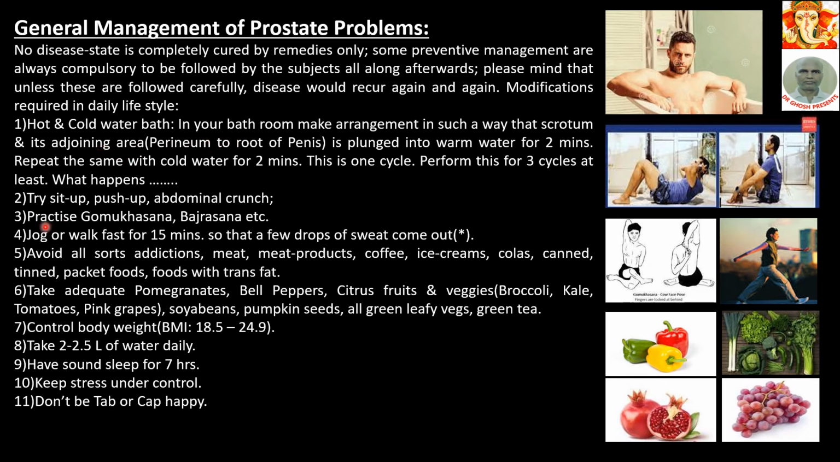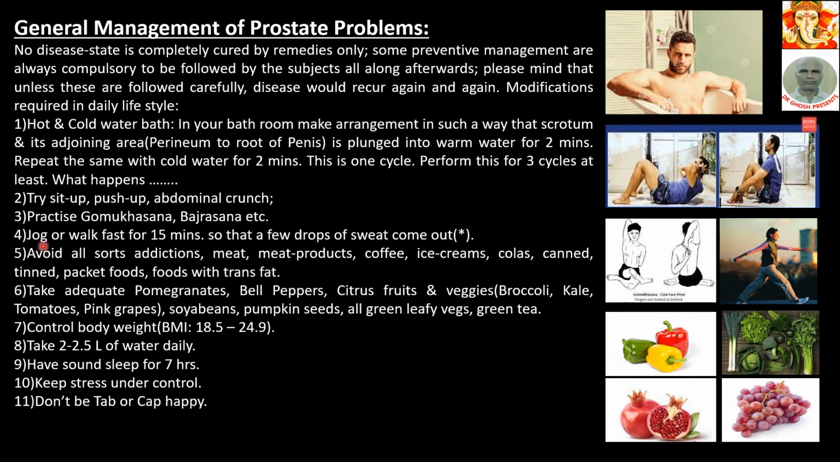Warm water, cold water. Number 2, try sit up, push up, abdominal crunch. All these exercises give maximum pressure in the perineum region, in the lower abdominal region, and innervate the gland. Number 3, practice Gomukhasana, Vajrasana. Those who practice asanas know these two asanas are very interesting to innervate the prostate. Number 4, jog or walk for at least 15 minutes so that a few drops of sweat come out. This is a very, very good thing.